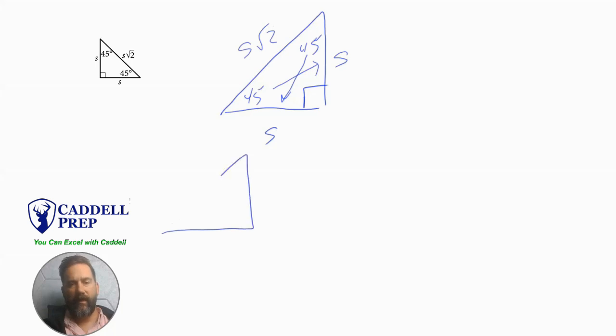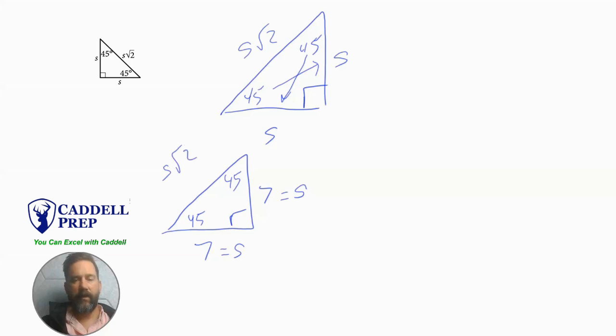So now if you have a 45, 45, 90, because this is 45 and that's 90, then this other angle has to be 45 also, since the total has to be 180. So if they told you that this side, for example, is 7, then this side is also 7. Right, and that again means that 7 is S. And this side, which is S radical 2, would really be 7 radical 2, because we found out that this side was 7.